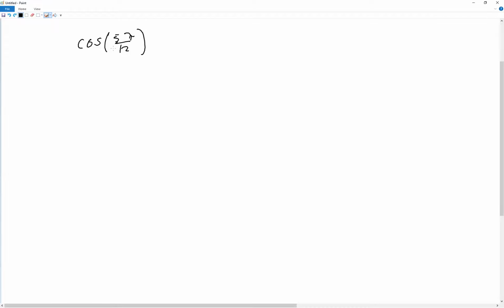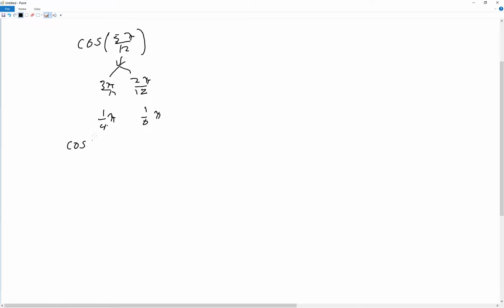Okay, so for this question, you can split up 5 pi over 12 into two different things that add up to 5 pi over 12 but that are actually on the unit circle. So we can do 3 pi over 12 and 2 pi over 12, which simplifies: divide both numerator and denominator by 3. You get 1 over 4 pi, and it's just 1 over 6 pi.